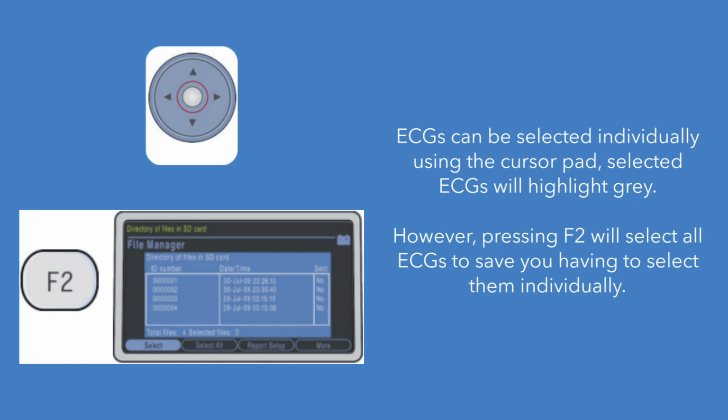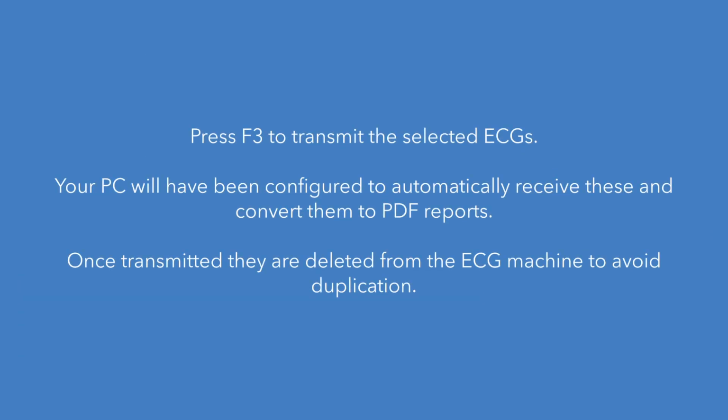ECGs can be selected individually using the cursor pad. Selected ECGs will highlight gray. However, pressing F2 will select all ECGs to save you having to select them individually. Press F3 to transmit the selected ECGs.